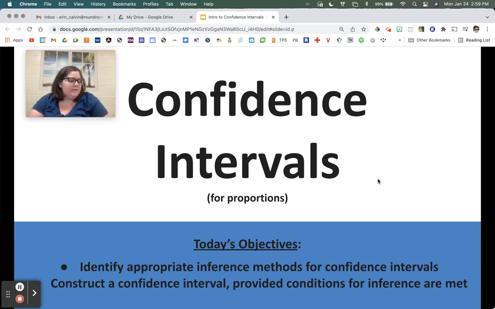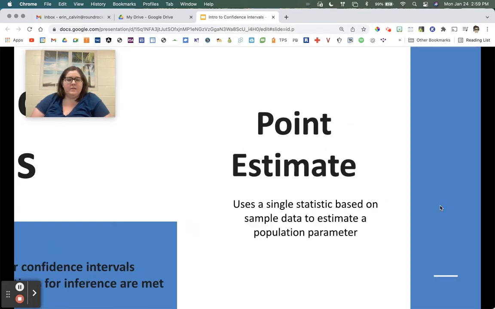Well, hi there. So today we're just going to do a quick little introduction into our next unit, which is about something called a confidence interval. And for the next couple of units, we're going to focus specifically on proportions. So let's go ahead and get started.